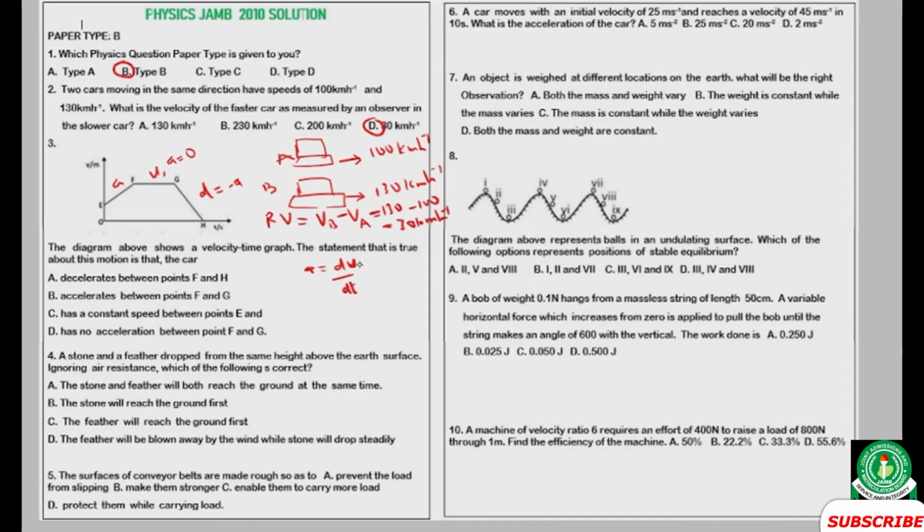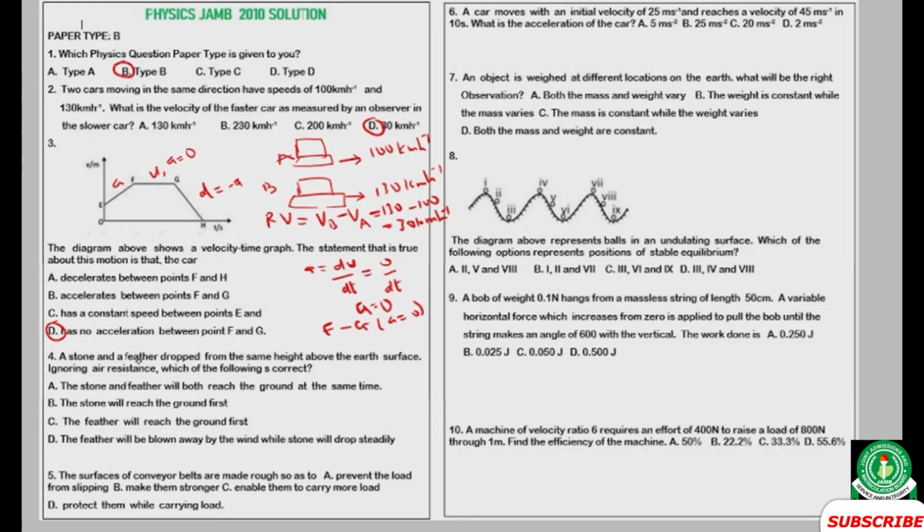Now, we are told that there's no change in velocity, so meaning that your A will be equal to 0. There's no change in velocity, 0 over dt. Definitely A is equal to 0. So that's why we said there is no acceleration between F and G. A equal to 0. So that's option D. So let's go to the next question.